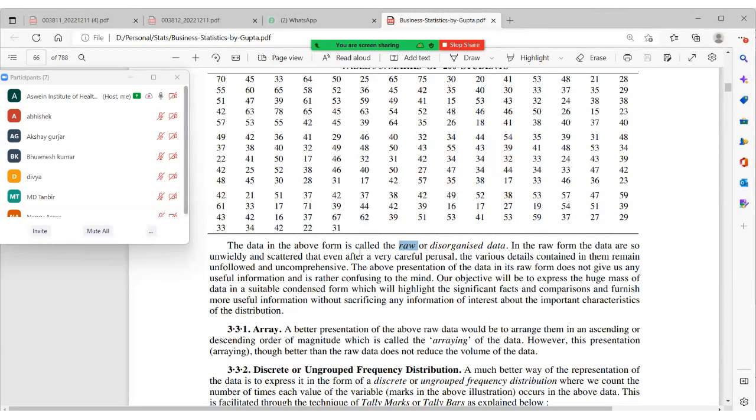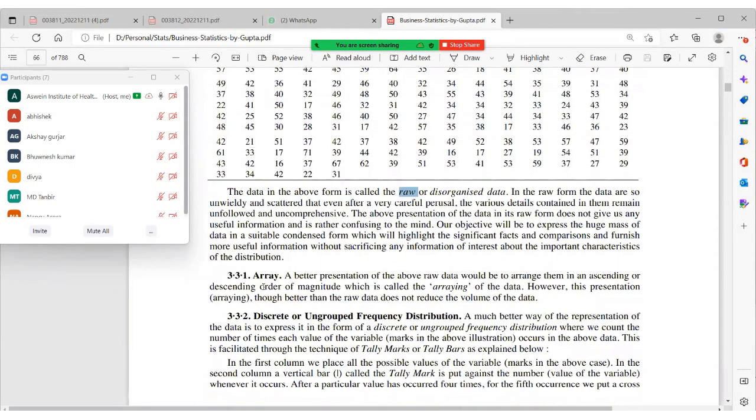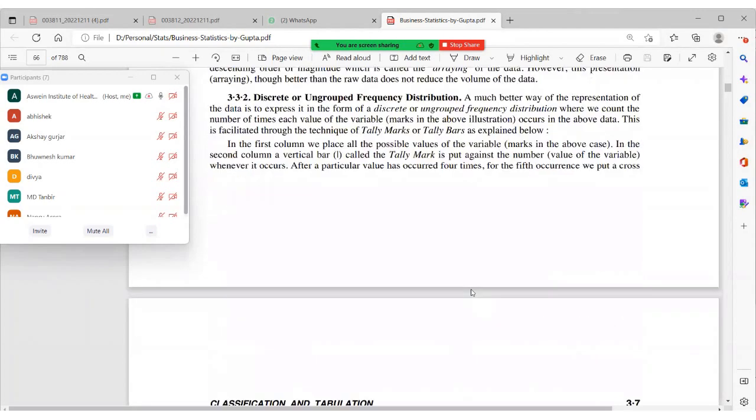In raw data, which is scattered, even after a very careful procedure, the data remain unorganized. In general, we cannot find any fruitful result from raw data, right? What we do is arrange it in some other form that is called an array. So we arrange this data in a particular pattern so that we can easily find the result. That is a discrete and continuous series, which I've already told you.